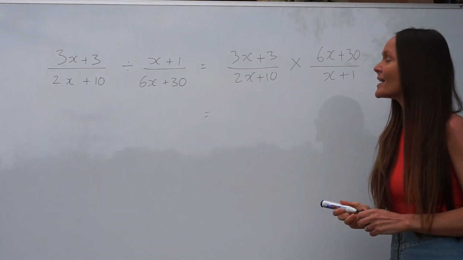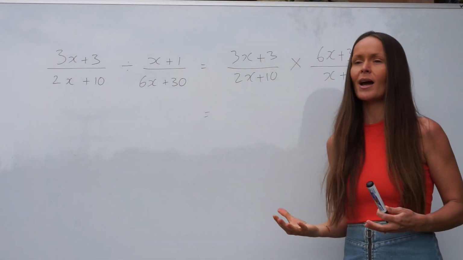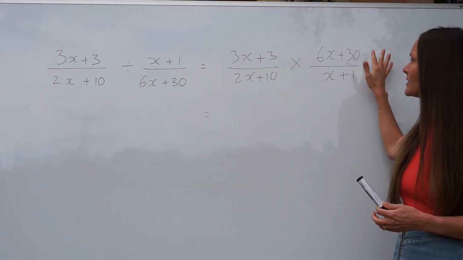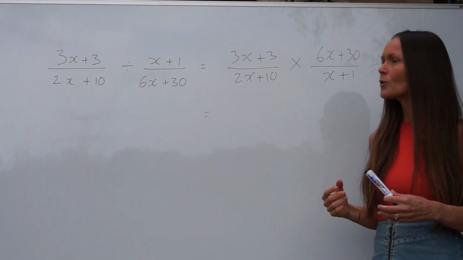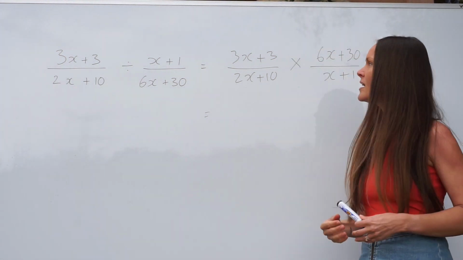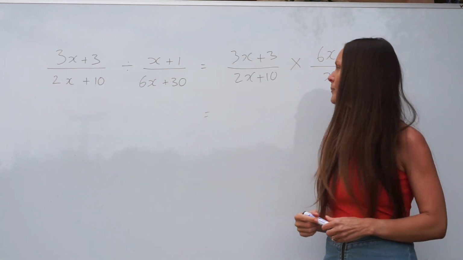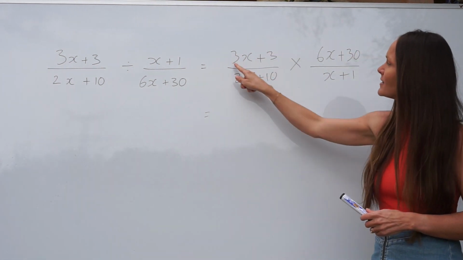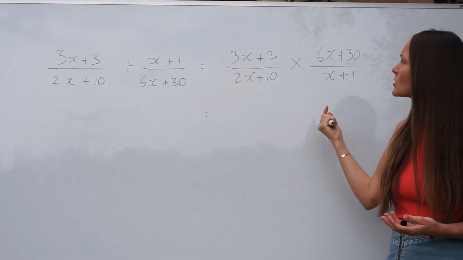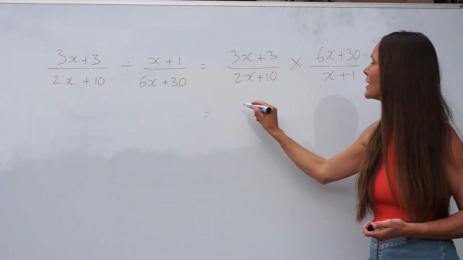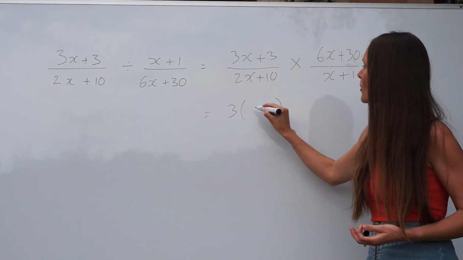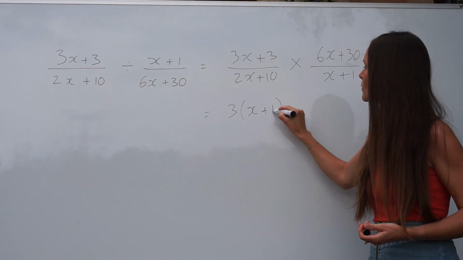Next, what you need to do is factorize everything you can. So factorize this numerator, this denominator, and the same thing over here. When I say factorize, that just means taking out the highest common factor and inserting brackets if you can. If we factorize this numerator, the highest common factor in these two terms is 3. They're both divisible by 3, so that is the number that will go in front of the brackets. Inside the brackets, it becomes x plus 1.